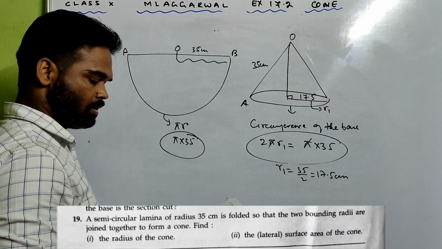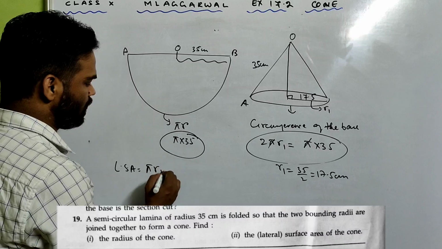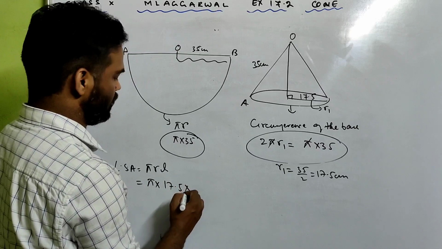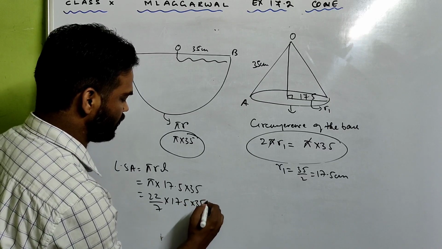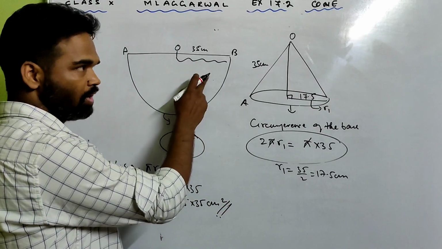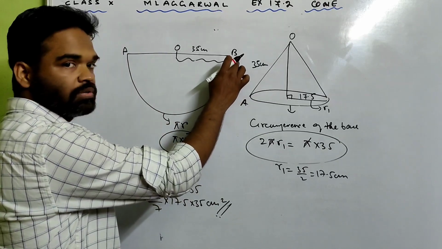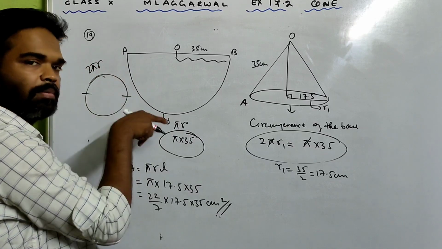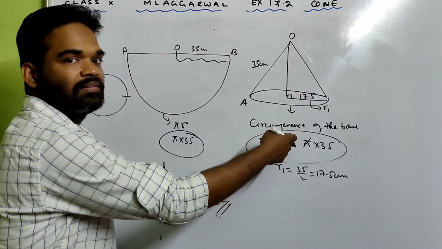Be careful. The lateral surface area, LSA, is what? Curved surface area, pi R L. Just put the value, pi. R is how much? R is 17.5 and L is 35. So that's 22 by 7 into 17.5 into 35 centimeter square. Solve it. Just remember, when it is folded, the slant height becomes this. And this becomes this portion, which is pi r, because circumference of the circle is 2 pi r. So half of it will be pi r. This pi r will be the circumference of the base of the cone, which is 2 pi R1 over here.